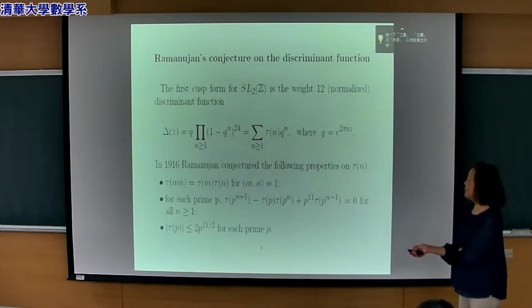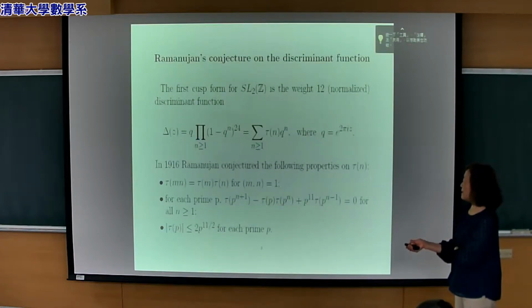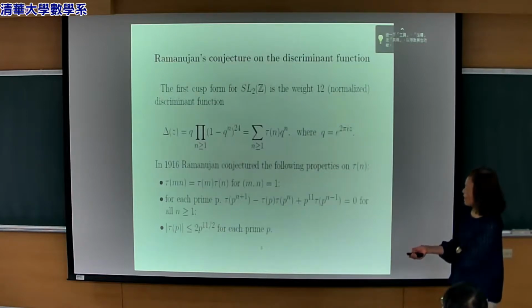So the third property talks about the size of the Fourier coefficient. It says that tau of p has absolute value bounded by twice p to the 11 over 2. So notice that this 11 is the weight k, which is 12, minus 1.